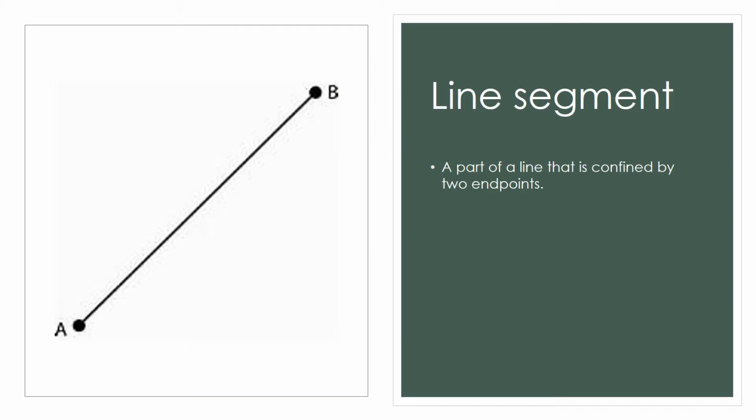A line segment is a part of a line that has 2 endpoints. So unlike a ray, it starts here and ends here. So the ray started at this specific point and then it kept going. But a line segment starts at this specific point and ends at a specific point.